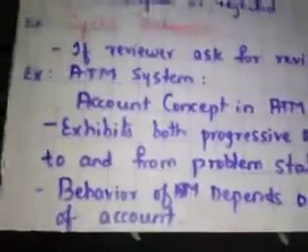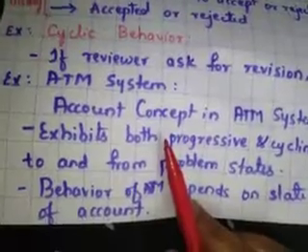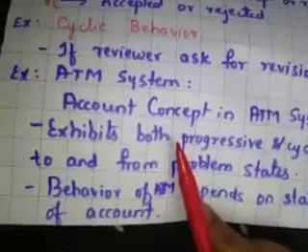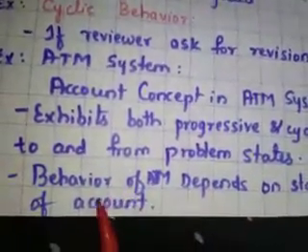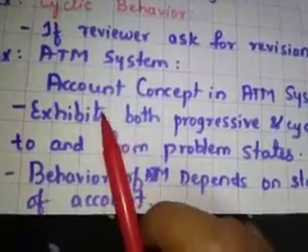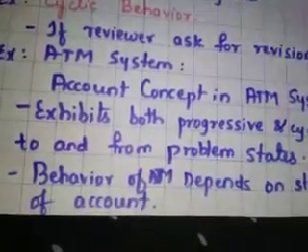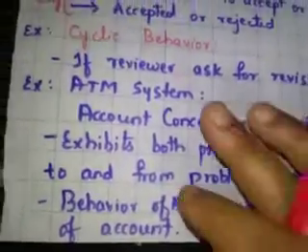Similarly, in the ATM system we have the account concept. It has different states, like the account can be opened, it can be closed, so many states are there, and the behavior of the ATM will depend upon the state of that particular account, because you cannot access the card which is there with the closed account. So the first step is to identify the domain classes with the states.